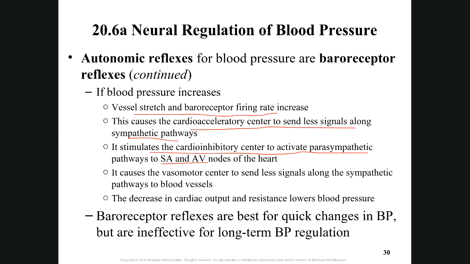It causes the vasomotor center to send fewer signals by the sympathetic pathway to the blood vessel. So our cardiac output decreases, and the decrease in resistance can decrease our blood pressure. The baroreceptor reflex is best for quick changes in blood pressure, but is ineffective for long-term blood pressure regulation.